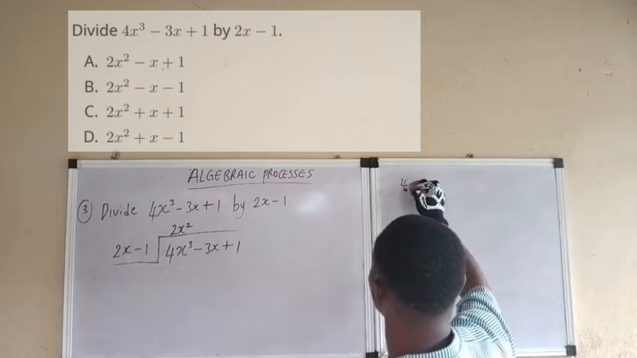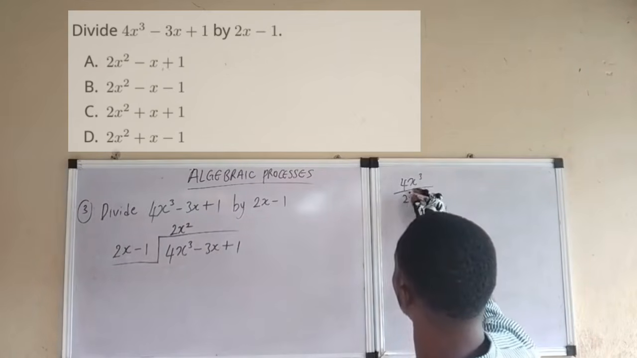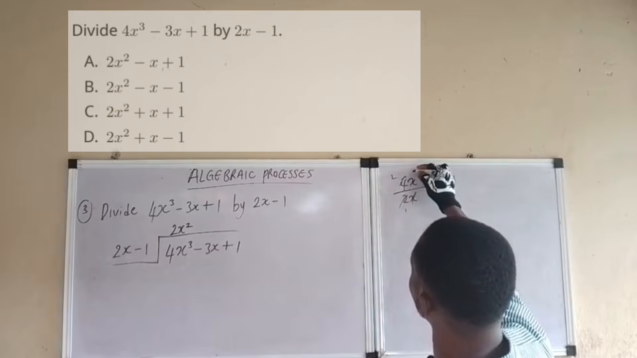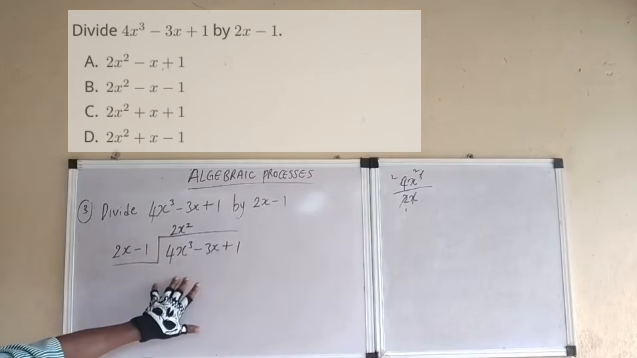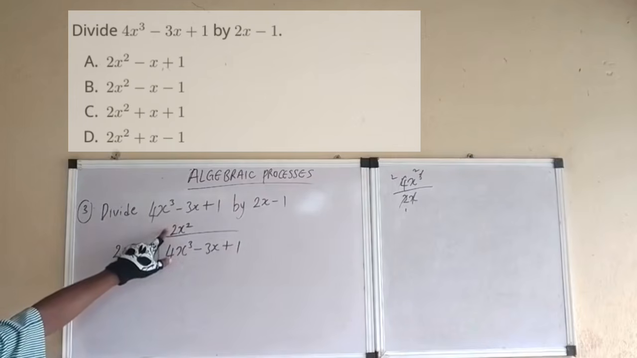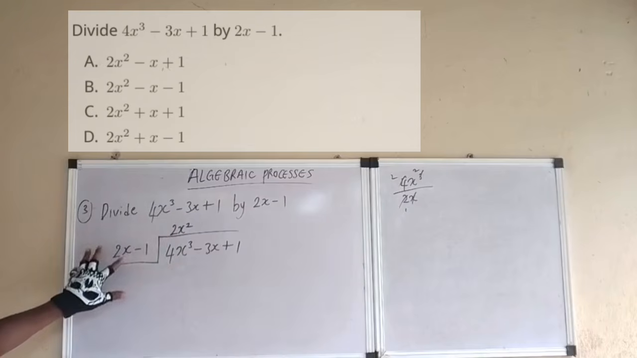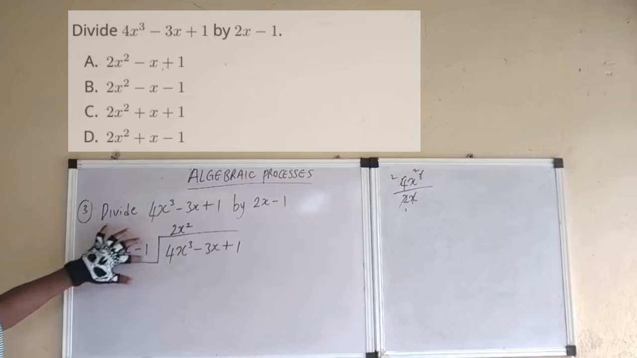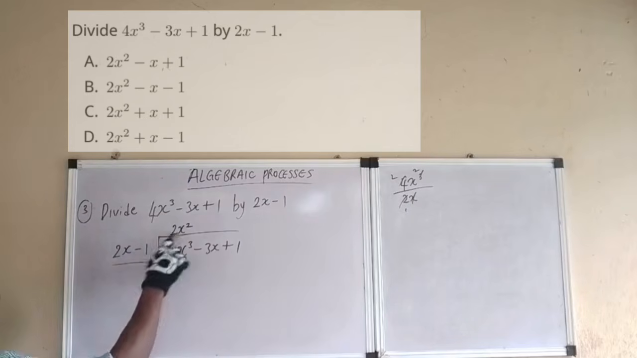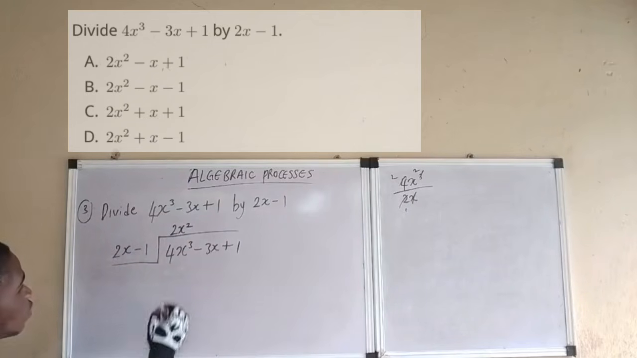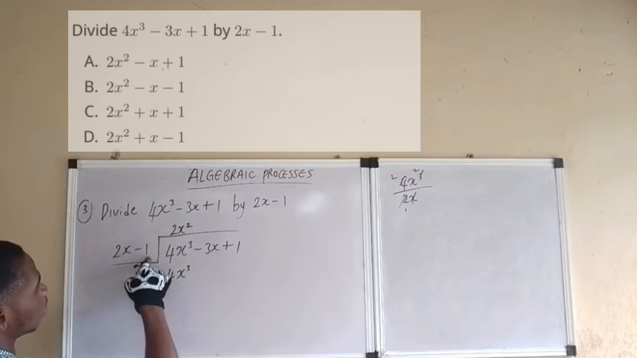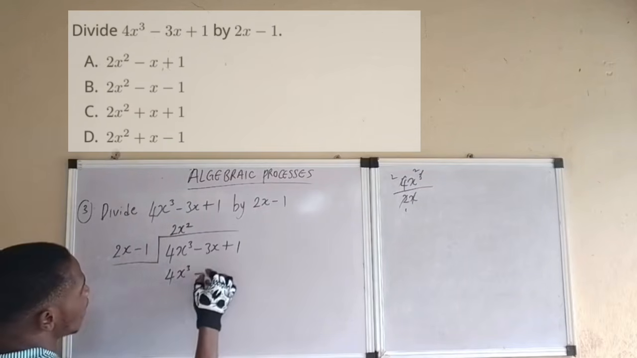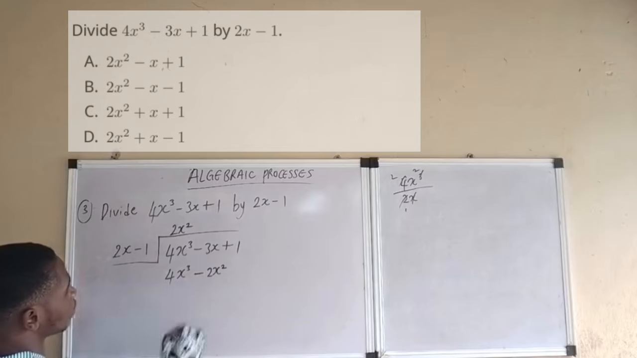Okay, so let's just do it here. 4x cubed over 2x. You are left with 2x squared. Now, once you have done that, use this value. Anytime you solve, the value you get is your quotient. Use that quotient to multiply the whole denominator. So we're having 2x squared times 2x. That's going to give us, you write the value under here, 4x cubed. Then 2x squared times minus 1 is going to give you minus 2x squared.